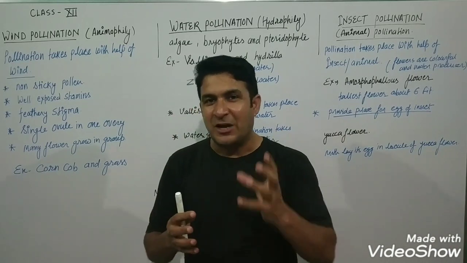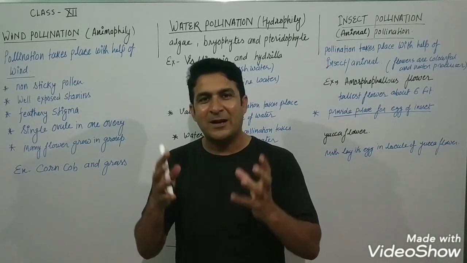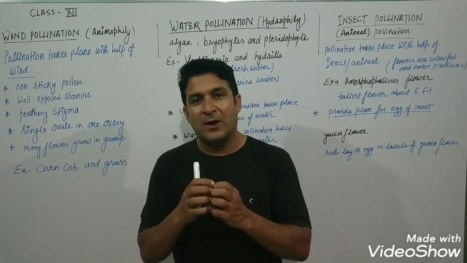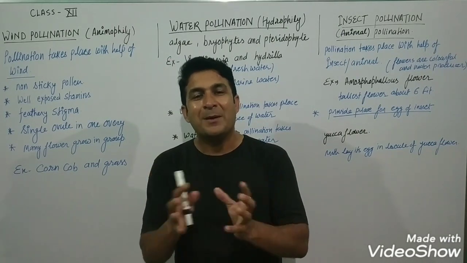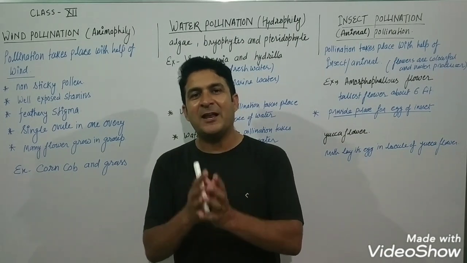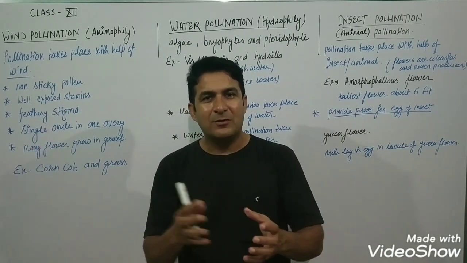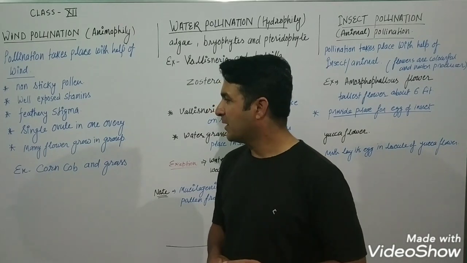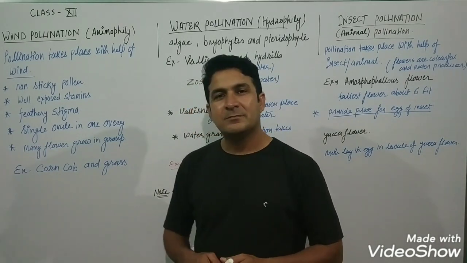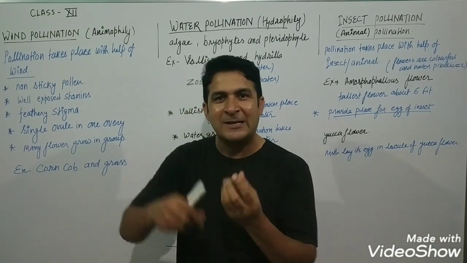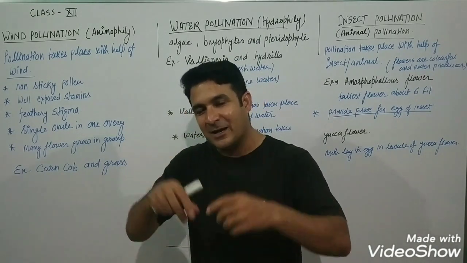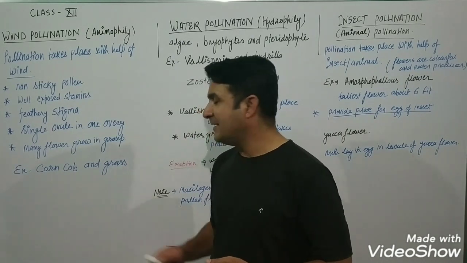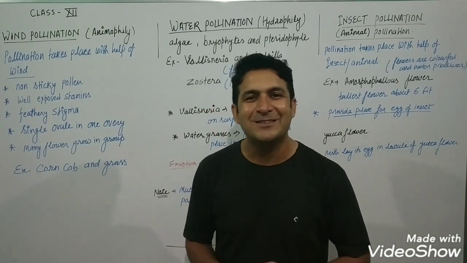The next is the inflorescence, which I taught you in class 11th. The inflorescence means the growing of flowers on the top of the plant. Here the flowers grow in a group. Many flowers are present, which makes a very large structure of flowers, so wind can take the pollen very easily from there. So many flowers grow in a group. For example, corn cob, the hairy part on top of the maize that you have seen, that is called the corn cob. So many flowers are there, and wind can take the pollen from there very easily. And the next is grasses. In grass also wind pollination takes place.